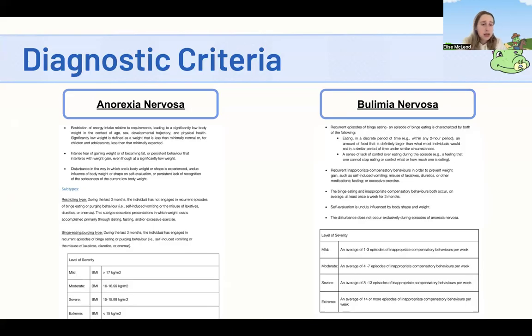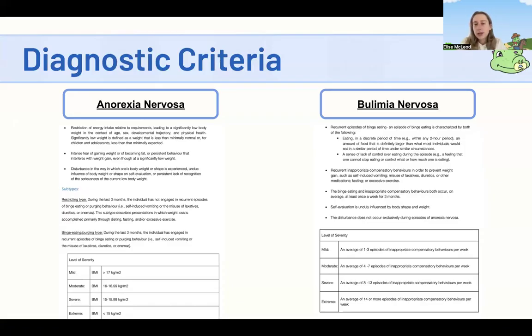And there are different subtypes as well, like the restricting subtype, where they purely diet or fast, or the binge eating or purging type as well. So I guess the main difference between, say, the binge eating or purging type of anorexia and then bulimia is that often with bulimia, the child or adolescent often has a BMI within that normal range.